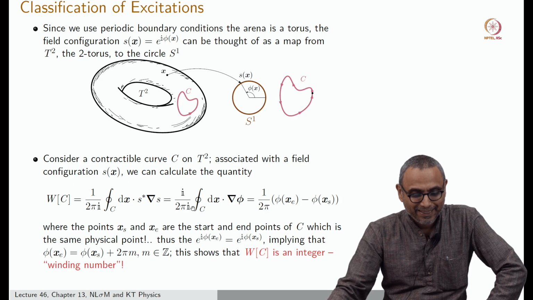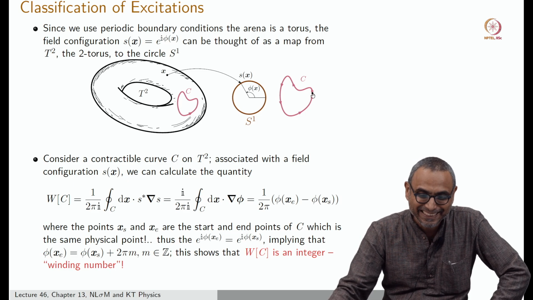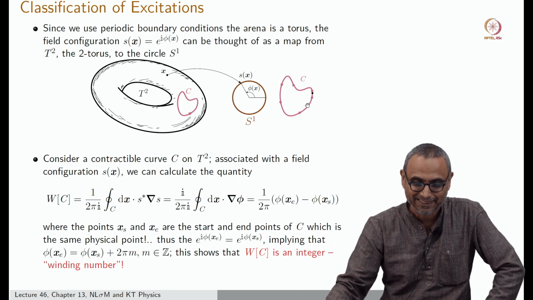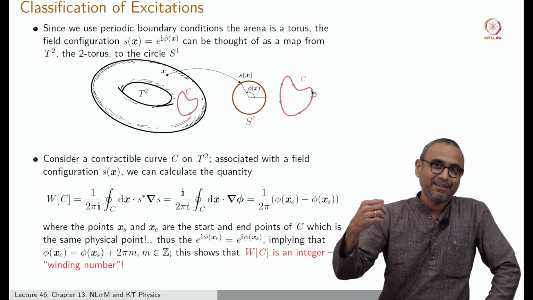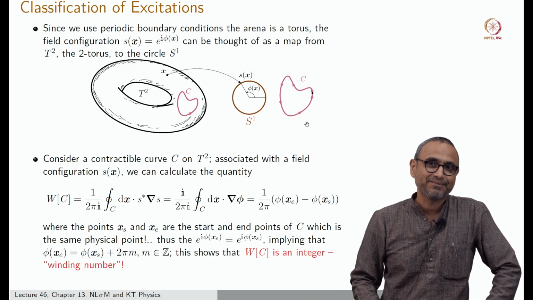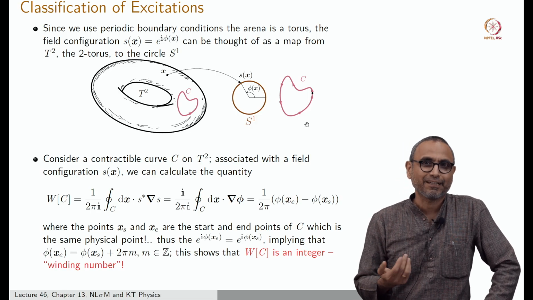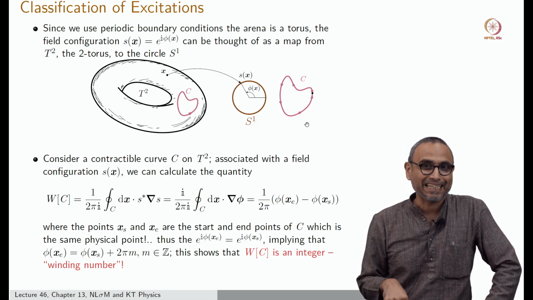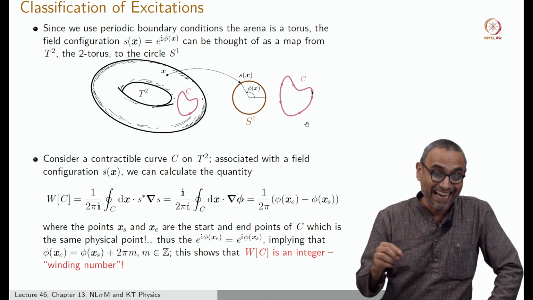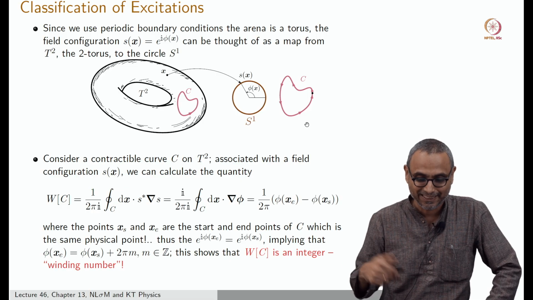And now if I do this contour integral, it will tell me that this integral is equal to the value of phi at this end, just below where I started in this picture, minus the value of phi just above. Now you may think, shouldn't that be 0? Not necessarily, because what you gave me is S of x. You did not give me phi of x. I just made that into a device and did this computation.